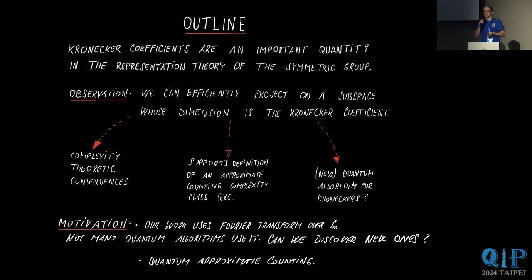It also supports a definition of an interesting approximate counting complexity class, QXC. And it may also suggest some new template for design of quantum algorithms. I would also say that another motivation for us was the fact that this work uses Fourier transforms over the symmetric group, which haven't been used too successfully in quantum algorithms, and we wanted to explore where else we can apply them.